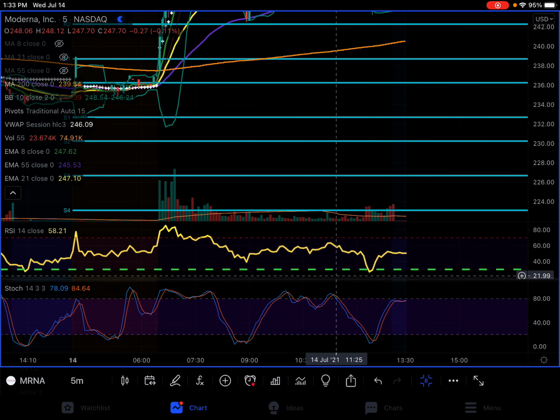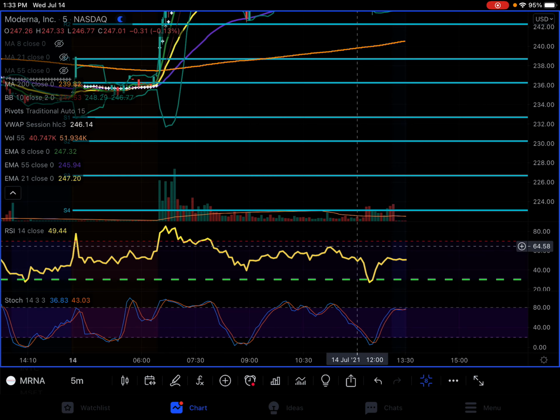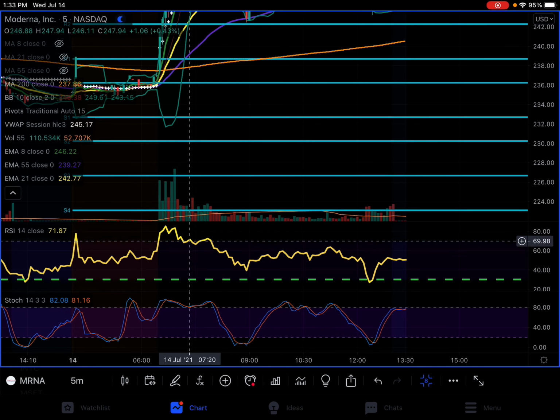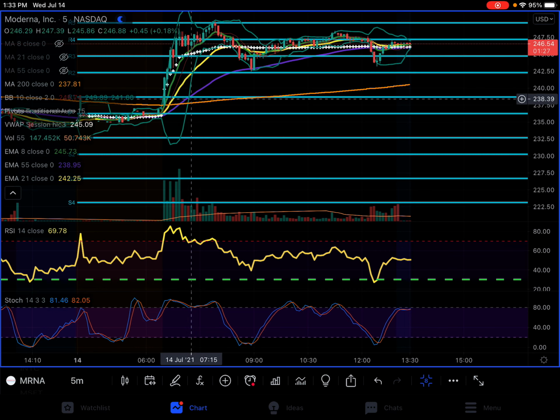Oh, sorry. No, sorry. Below 30 is oversold. Above 70 is overbought. So you see this line goes above this. That means the stock is overbought, so more likely than not, it's going to go back down. You see it didn't happen. It wasn't the case for Moderna.